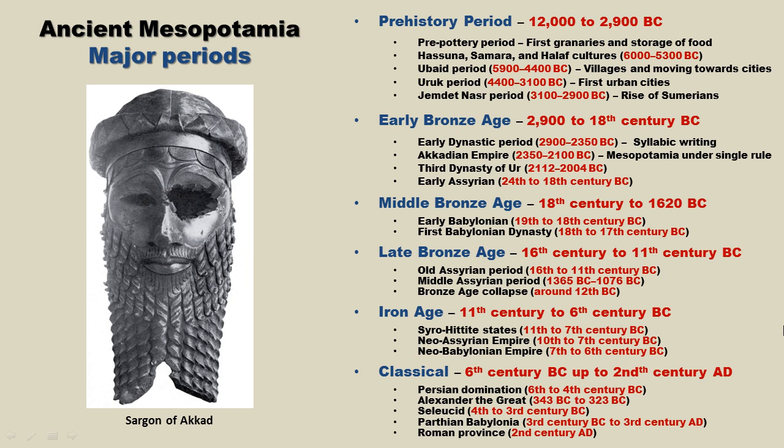The Uruk period eventually replaced the Ubaid period around 4400 BC. During this period, Sumerian civilization began to take form. We also see the first urban cities.